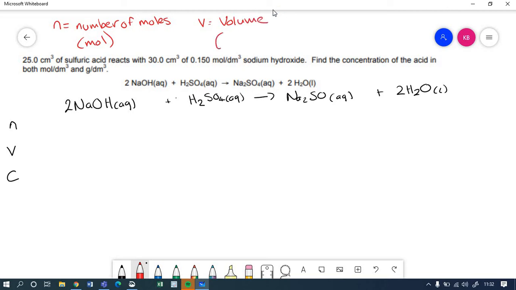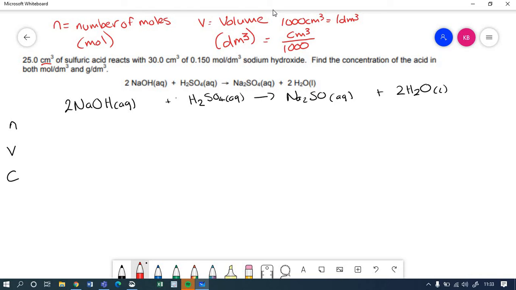Now, unfortunately, when we are talking about this value, we need to use decimetres cubed. Most of the questions, for example, are going to be in centimetres cubed. So there are 1,000 centimetres cubed equals 1 decimetre cubed. So to convert it to decimetres, you've got to take the centimetres cubed value and divide it by 1,000. Okay, so make sure that you do that.